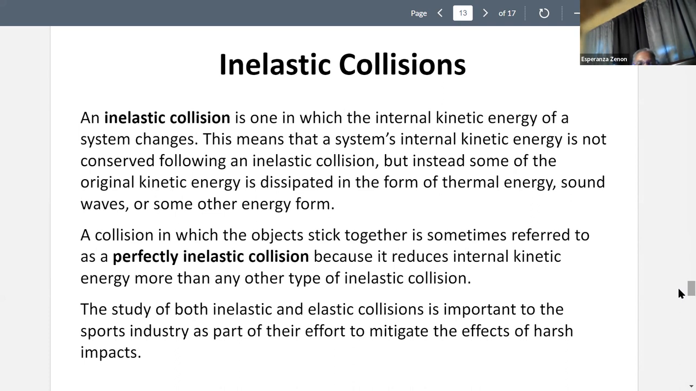So the amount of kinetic energy in your system changes when you compare before the collision to after the collision. But the momentum is conserved. The amount of momentum before and after the collision is the same, but not the kinetic energy.